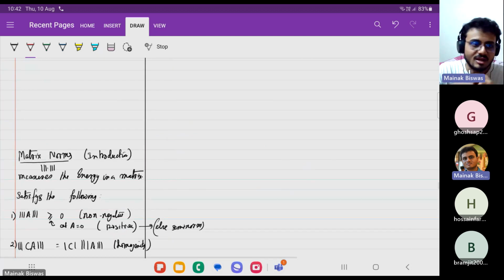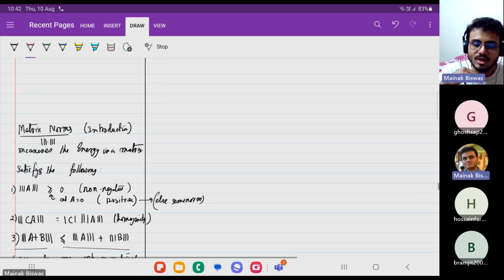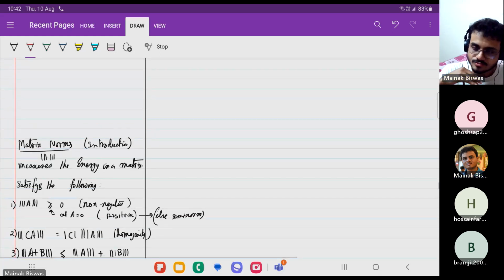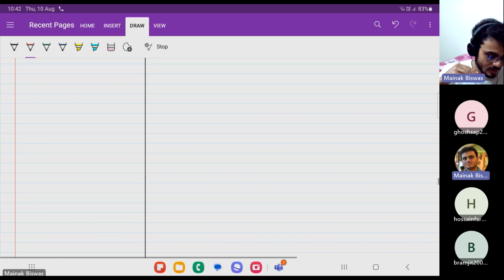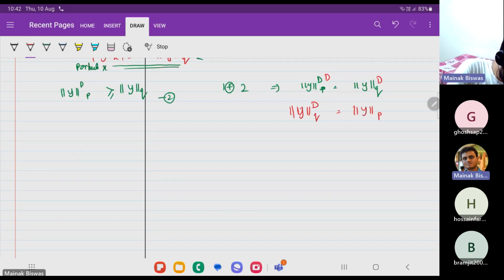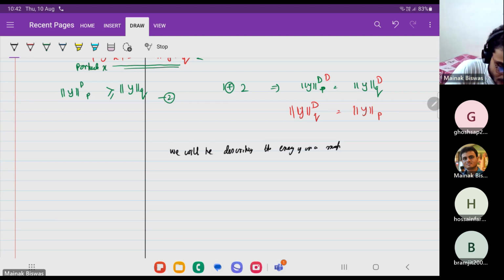So we have come to the last part of the linear algebra course. So all this while, what have we discussed? We have discussed energy in vectors, right? Yes or no? Now what we'll be doing is describing energy in matrices. So we'll be describing the energy in a matrix.